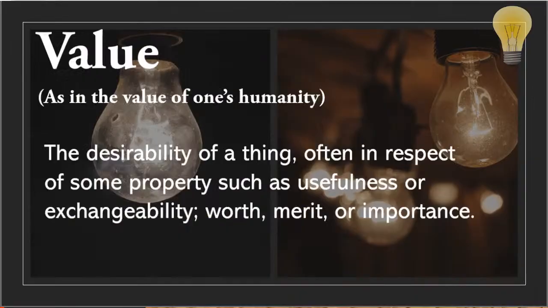Now, last but not least is value. Value is the desirability of something, often in respect of some property, such as usefulness or exchangeability, worth, merit, or importance. Now, understand that value has an intrinsic association with the terms race, race as color, race as character, racism, and white supremacy, because value is the codifier for those terms, providing both context and connotation and leading to better comprehension for each.